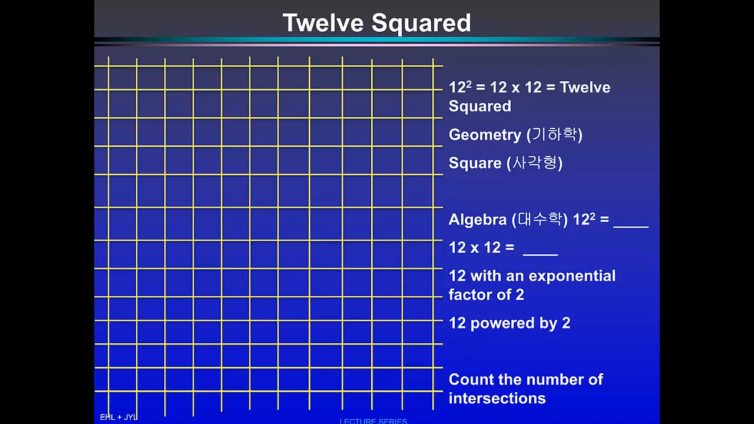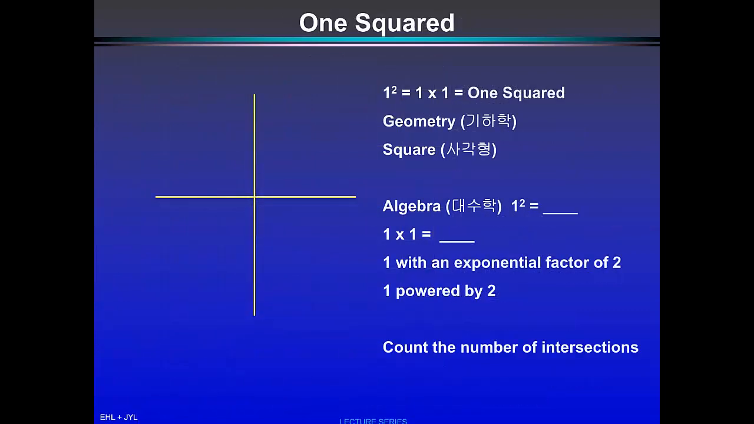And the last square I will discuss is 12 squared, which is 144 in this case. And if you count the number of intersections, there are at least 144 intersections in this case. Again, here I will start over. What is 1 squared? This gives you 1 intersection.